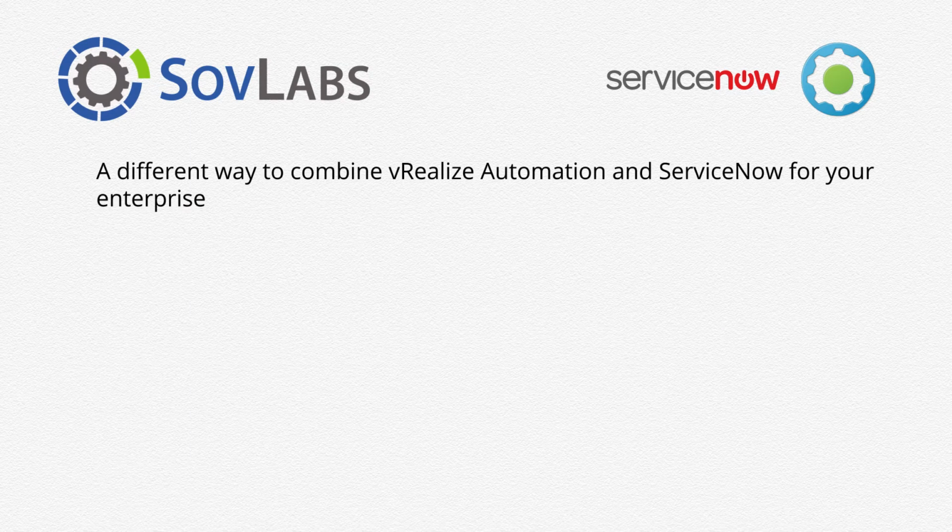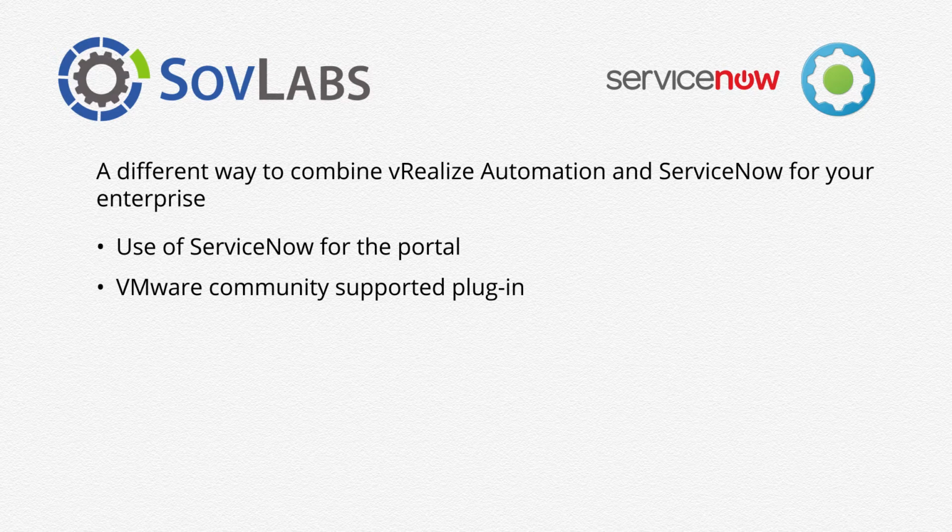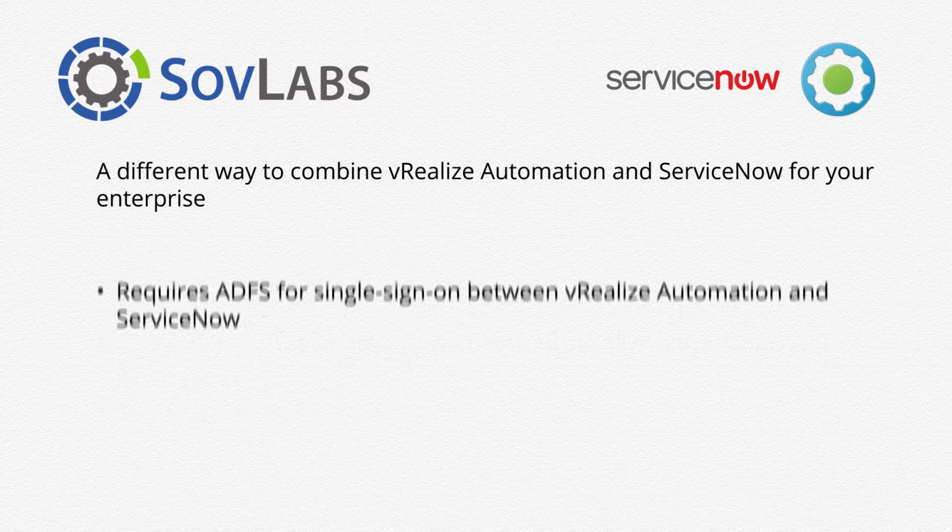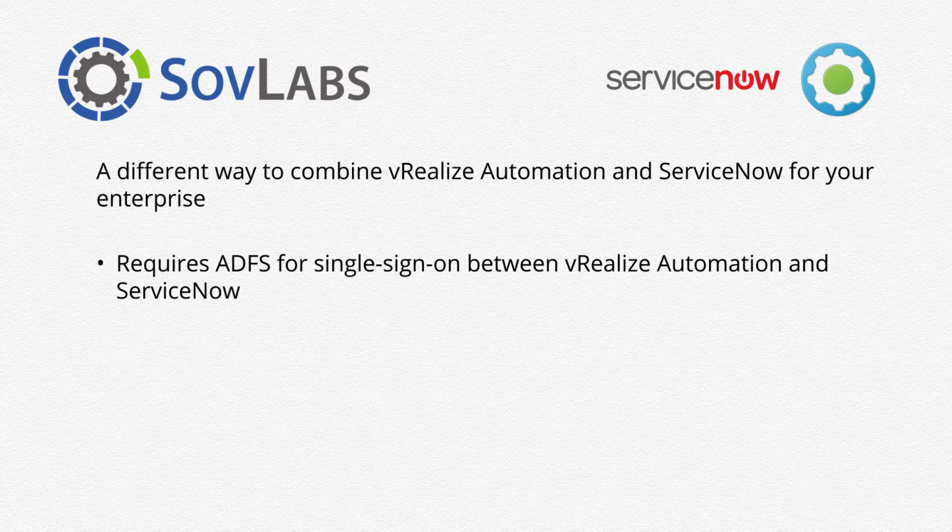In this video, we're going to show you another way you can combine vRealize Automation and ServiceNow for your enterprise. For customers who wish to utilize ServiceNow instead of vRealize Automation as the portal for their service catalog, VMware has produced a community-supported plugin that allows customers to do just that. The plugin requires a mid-server to facilitate communication between vRealize Automation and ServiceNow, and uses several batch processes on scheduled intervals to synchronize data between them. It also requires an ADFS instance to handle single sign-on between ServiceNow and vRealize Automation.